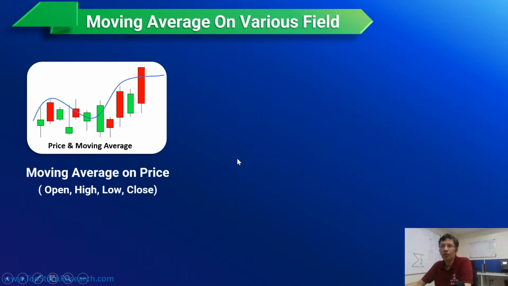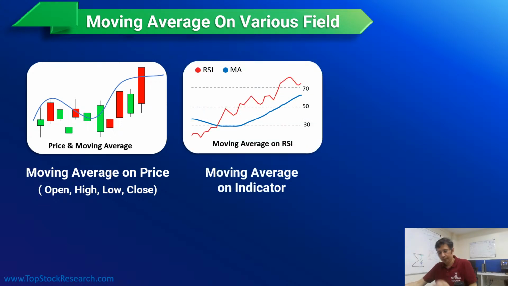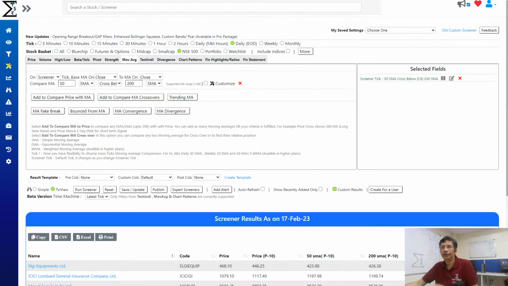Okay, so the next one is moving average. You can plot on various fields, right? So the most common one is close price. Also, sometimes it's useful, particularly when you're looking at support level or resistance level, then the low and high are also important. So let's see one of the examples of plotting moving average on other fields.